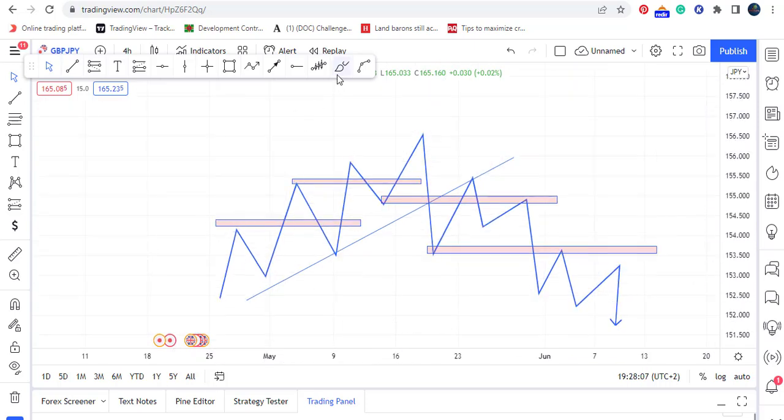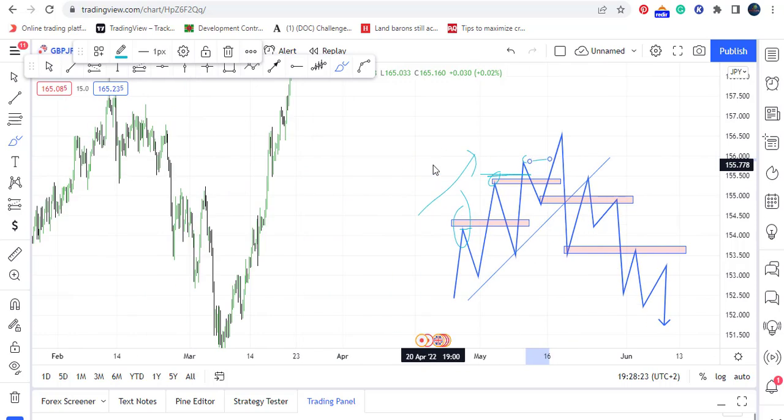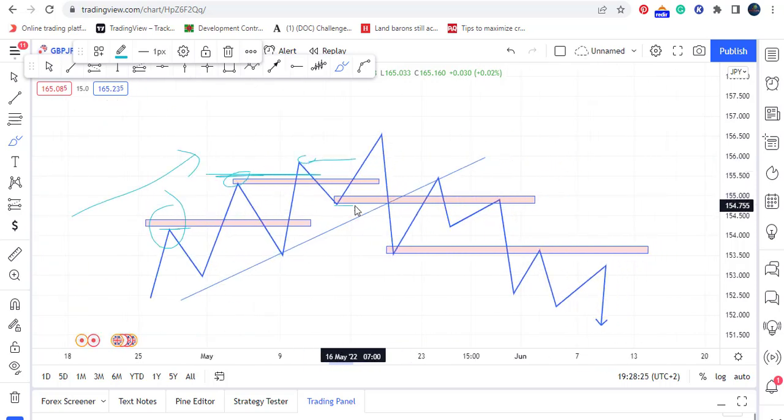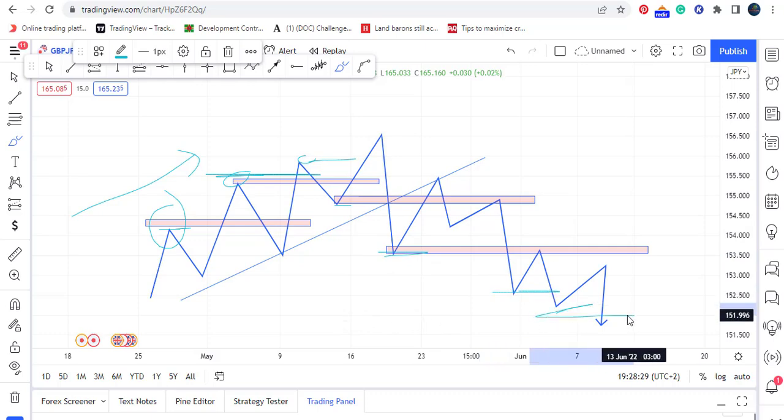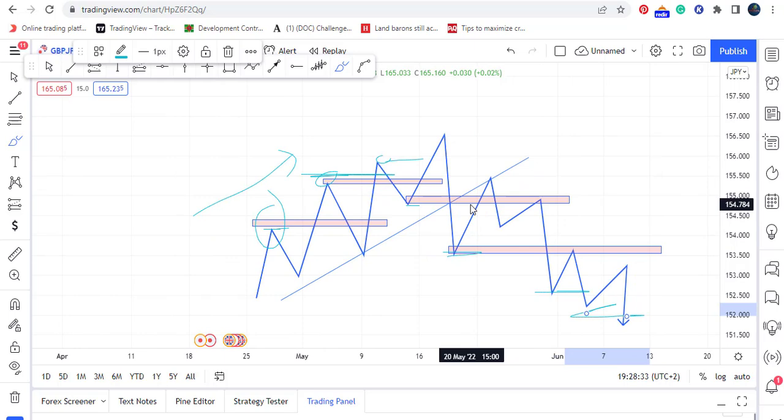So this is a high, this is a high, this is a high. The rule number one that you have to understand about market structure is that when we are in an uptrend, the market will be breaking more highs than lows. Then if we are going down, the market will be breaking more lows than highs. So these lows will be taken out as we go down. This is how a market is moving when we talk about market structure.